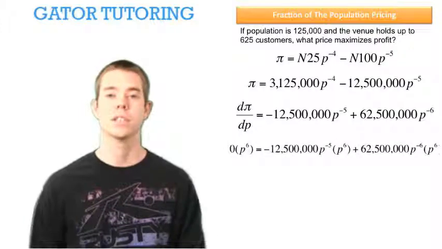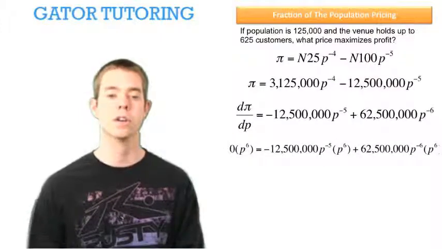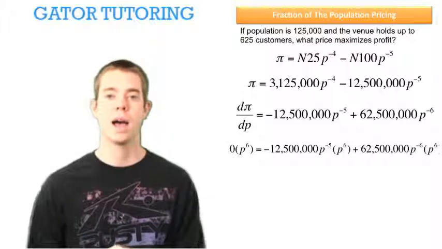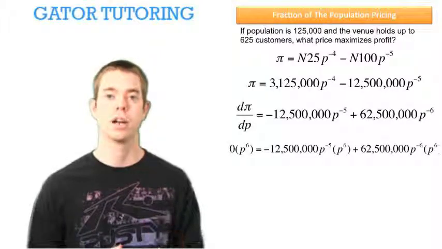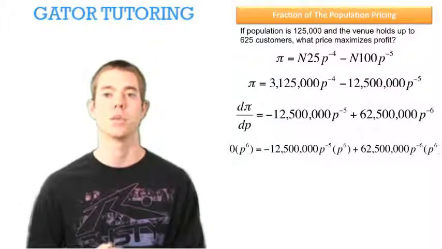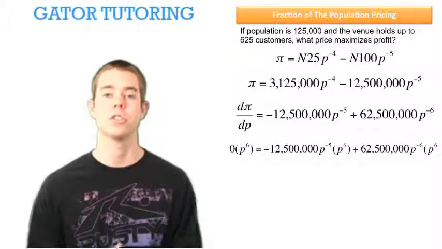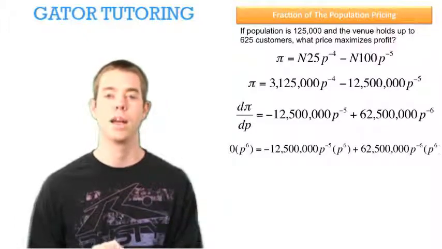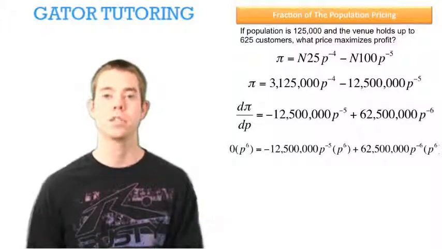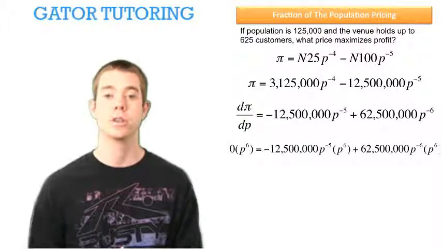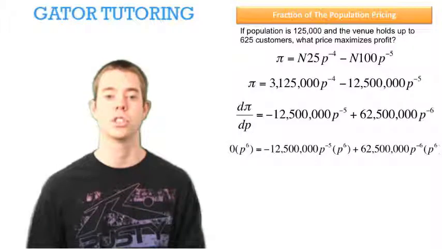We know we're going to set this equal to 0. Now here's a trick we can do in math. As long as we do something to one side of the equation, as long as we do it to both sides of the equation, we haven't changed the equation. It's a legal math move. So to make our life easier, we're going to multiply everything through by p^6. 0 times p^6 is just 0.